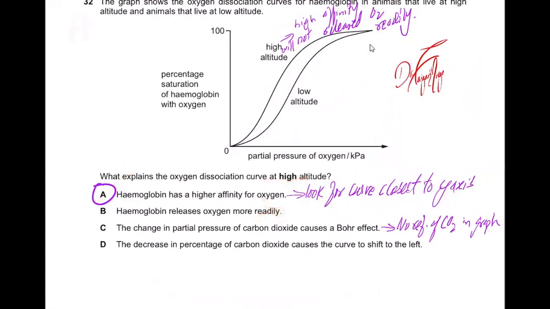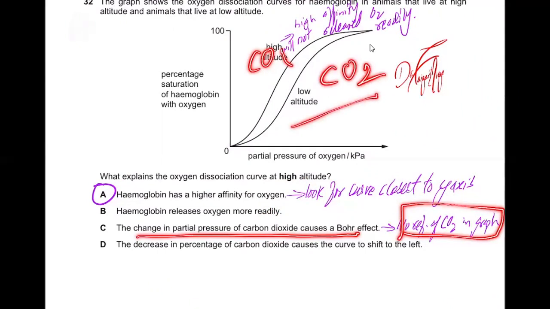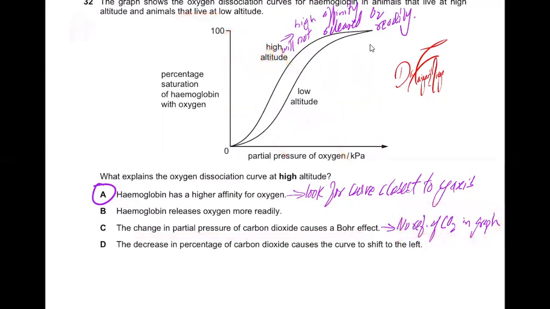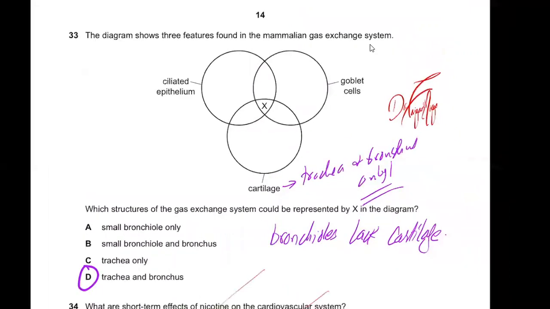The change in partial pressure of carbon dioxide causes Bohr's effect. This answer might just be correct, but there is no reference to carbon dioxide mentioned in the entire graph or the question. There is no concentration shown for carbon dioxide, no kilopascals given. So this can't be an answer. The decrease in percentage carbon dioxide, again, carbon dioxide is not mentioned in any of the information given to us, so answers C and D just cannot be there. Answer B is actually wrong science. So we are left with answer A and the logic I just explained to you.